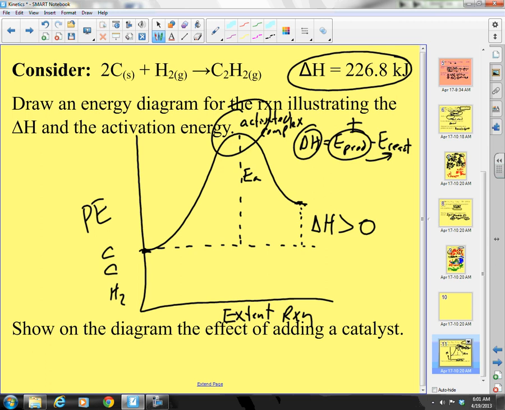And what else? Show the effect of adding a catalyst. So with a catalyst, what do I do? Start at the same spot. I go up a little less high, end at the same spot. My delta H is the same. My products are the same. Now, where's my EA? My EA is roughly right here from my reactants to my new activated complex. So this would be my EA prime or EA catalyst, right? We'll say that EA prime equals catalyzed.